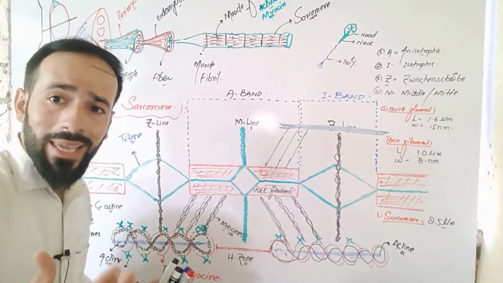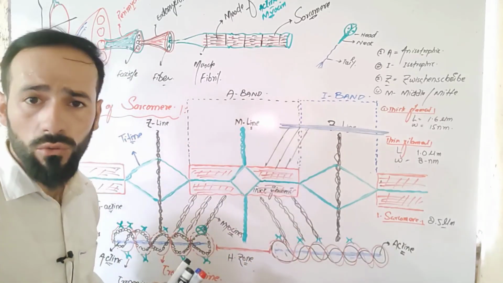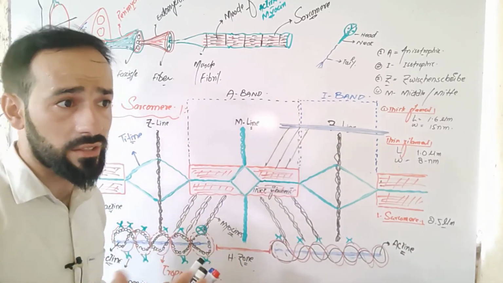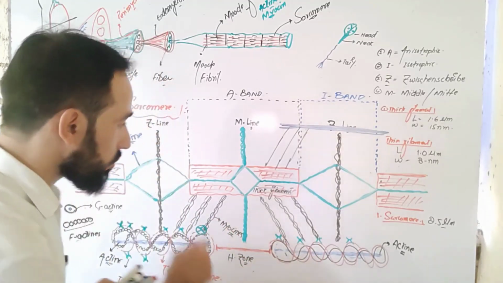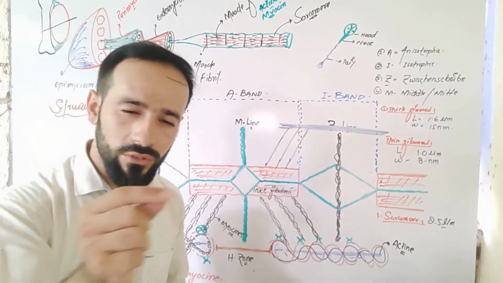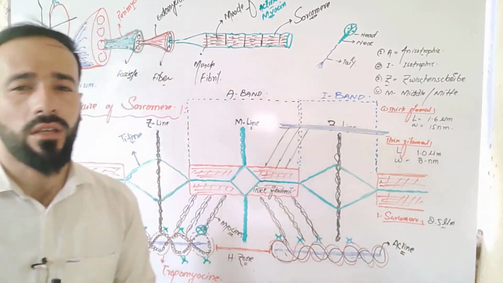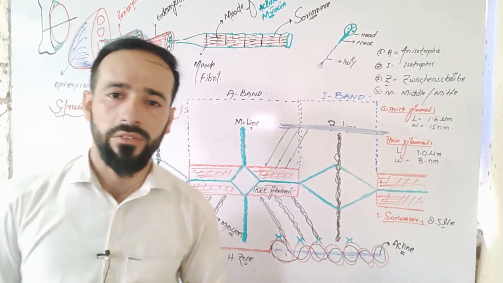I could make it on the board first and then explain it, but there is no need, because you will not understand from where the teacher has taken the diagram and how he has drawn it. So I have drawn every point to make it clear for you guys, so that you can draw it very easily in your copies and your examinations. So this is about the structure of one sarcomere.